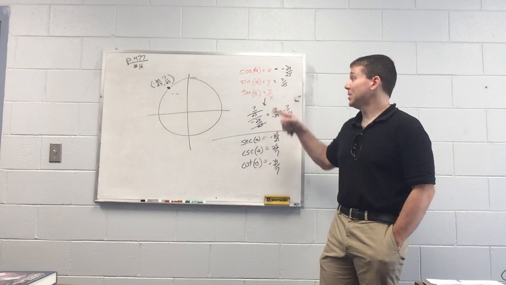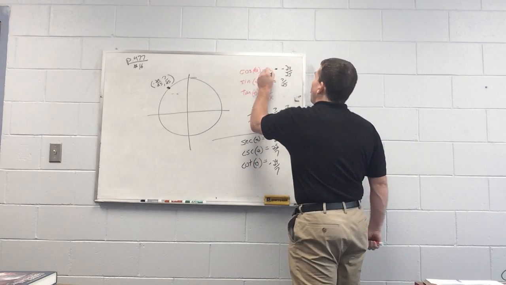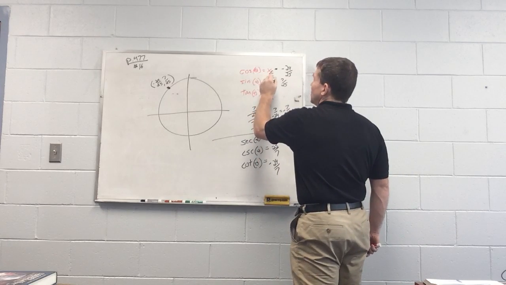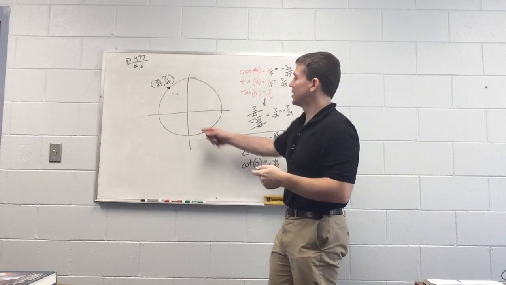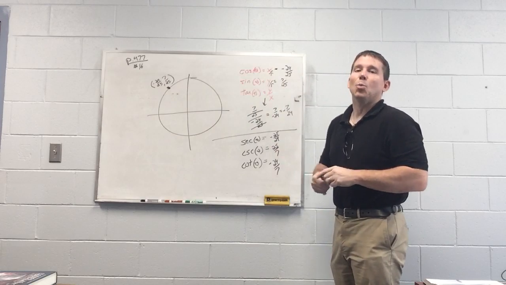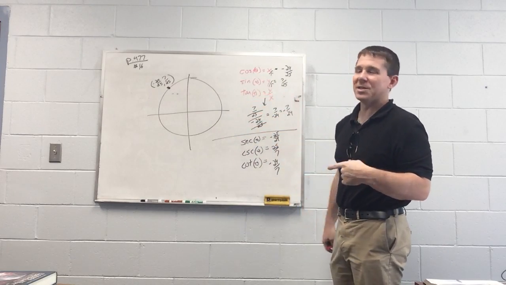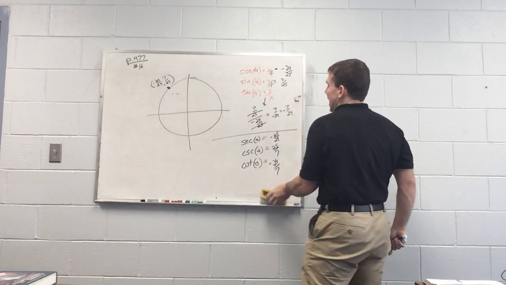Keep in mind, that only works on the unit circle. It's actually x over the radius or over the hypotenuse. But for the unit circle, that's 1, so we can just drop it. When we have a triangle, which is the next one we'll do, that is not on the unit circle, we do the same thing. We just have to find that hypotenuse.